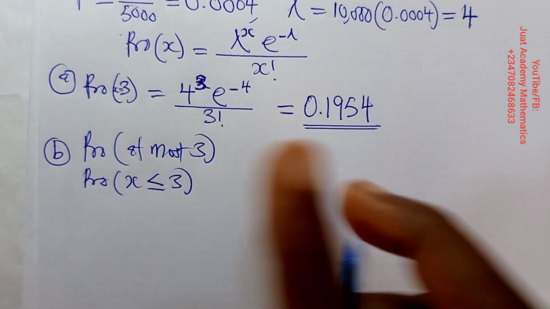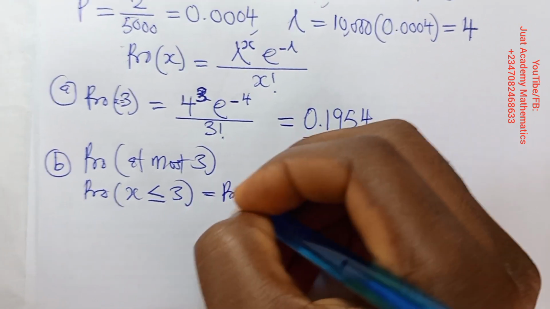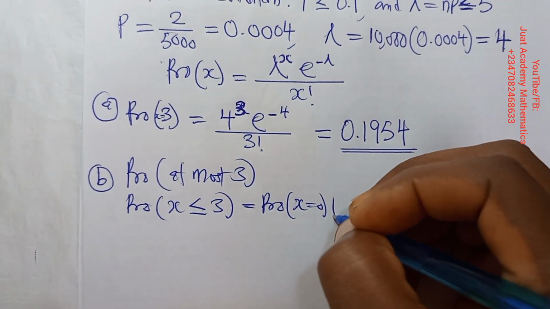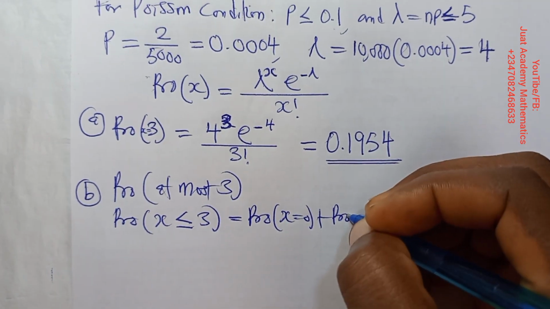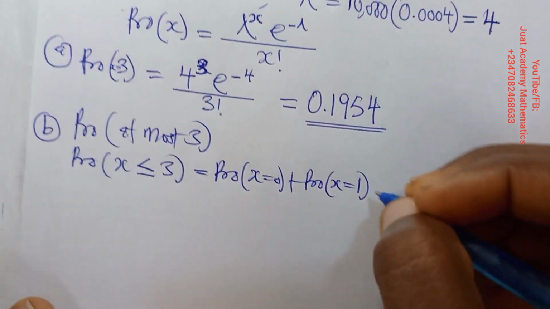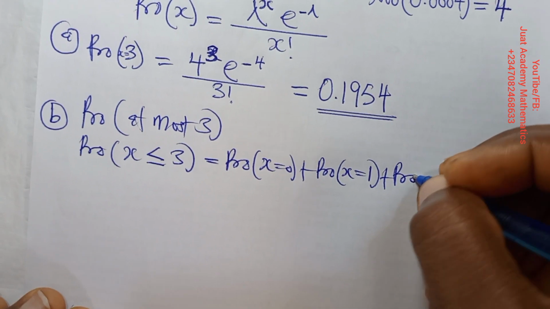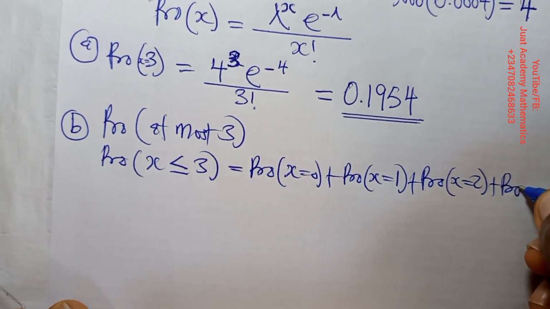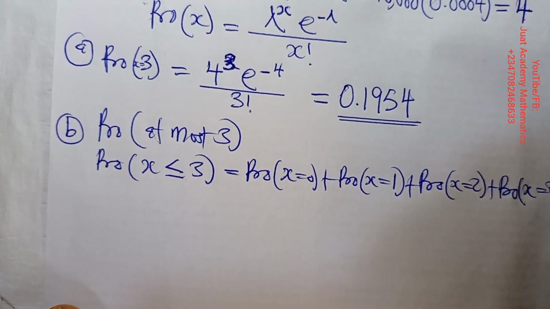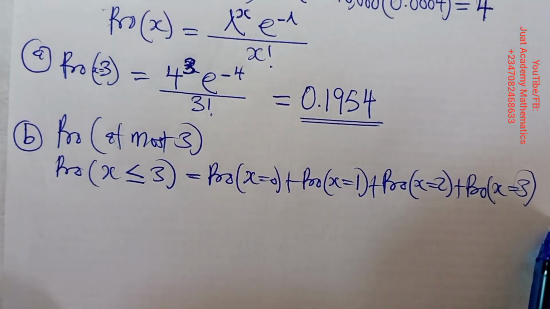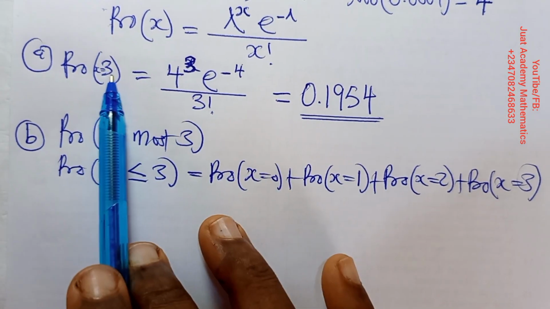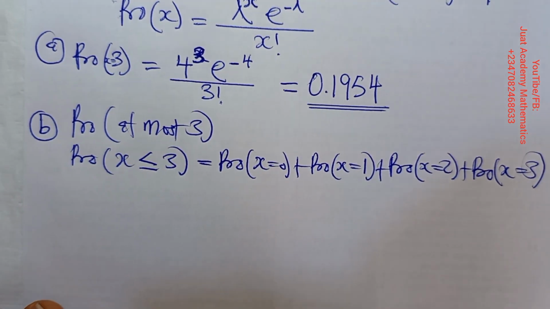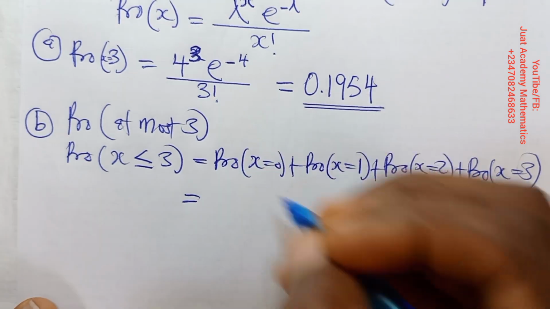And what does this mean? This means probability of x equals 0 plus probability of x equals 1 plus probability of x equals 2 plus probability of x equals 3. The only one we have gotten now is the probability of x equals 3. So we need to solve for these other ones, and we can squeeze them in here.